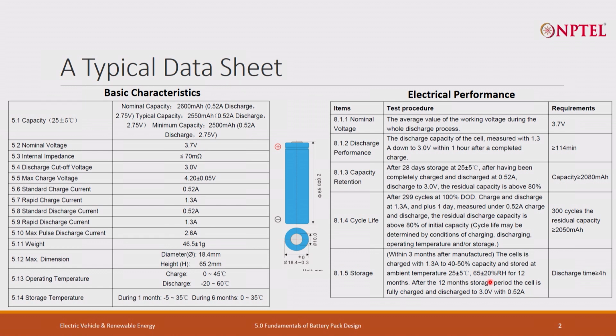So for this storage performance, what they specify is for 3 months. If you keep the cell for 3 months at a certain state of charge, how much capacity will deteriorate? That is this parameter. They have given it for an ambient of 25 degrees Celsius and at some particular SOC. So this is what you get for a cell from the manufacturer, what the datasheet specifies.